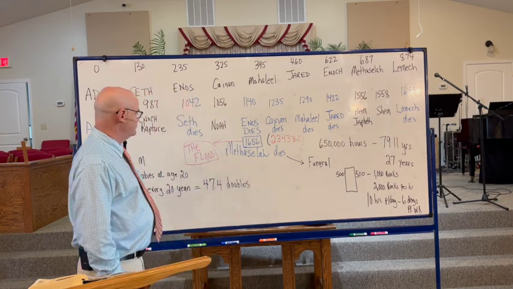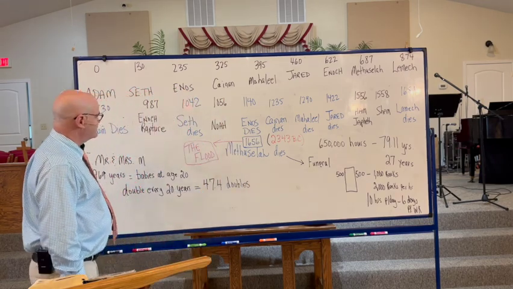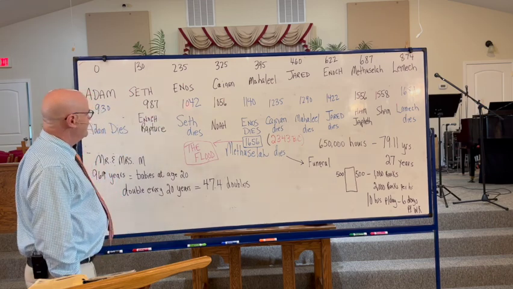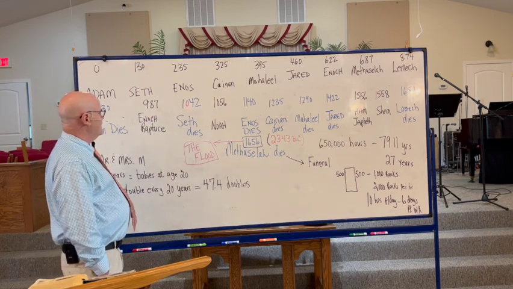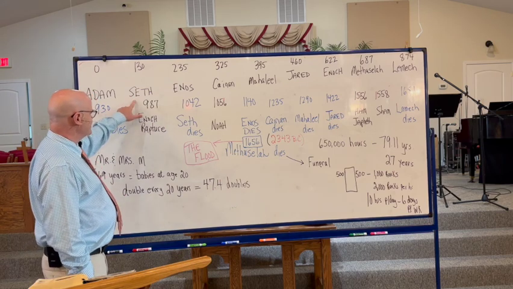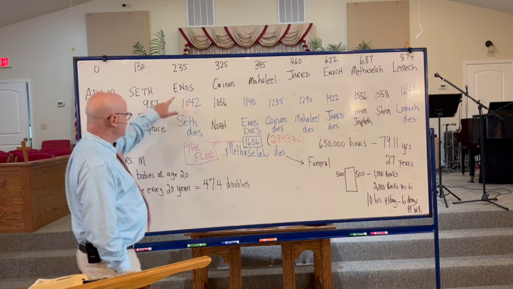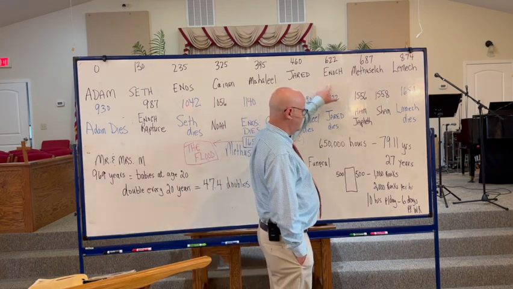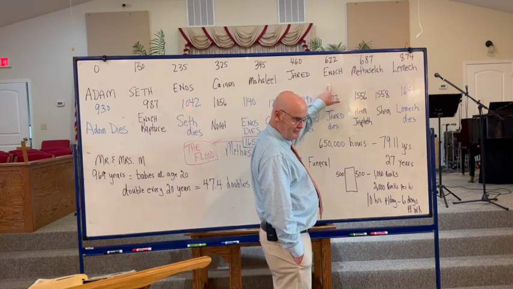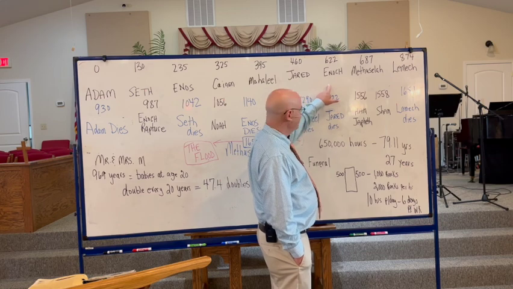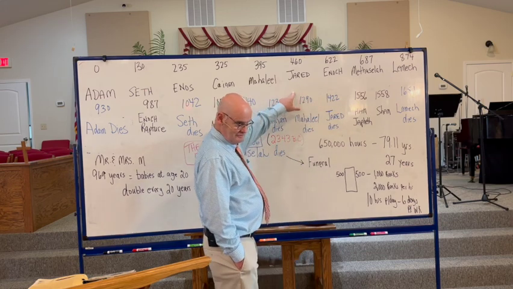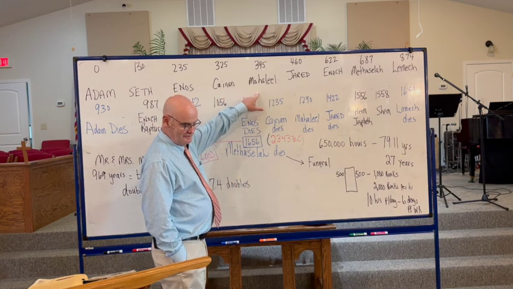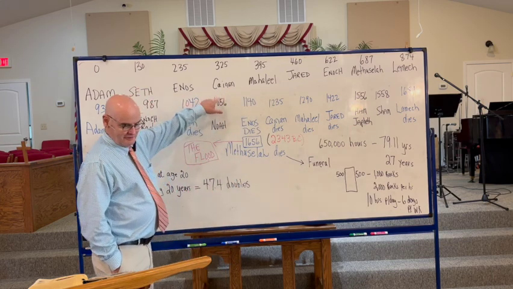Now we hit a streak here. Seth dies, that's his son. He dies in 1042. And of course, Seth sees his son, grandson, great-grandson, great-great-great-grandson disappear. He sees his son disappear. He sees his grandson disappear. He sees his great-grandson disappear.